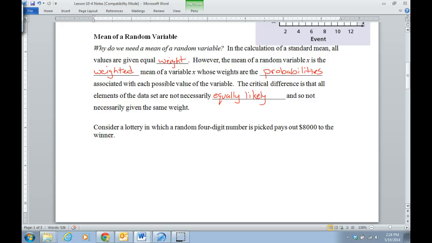Consider a lottery in which a random 4-digit number is picked and pays out $8,000 to the winner. Okay, so it's a 4-digit number. We've got 4 slots. How many possible digits are there? 10, right? 0 through 9 is 10 digits. So if I calculate all the possible combinations, there's 10 possibilities for the first slot, 10 for the second, 10 third, 10 fourth. Multiply that all out, and I'm going to have 10,000 possible 4-digit numbers.